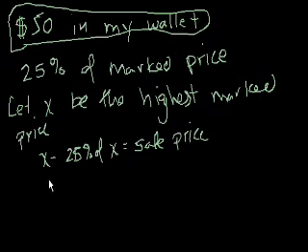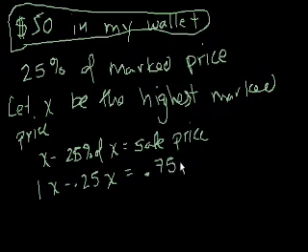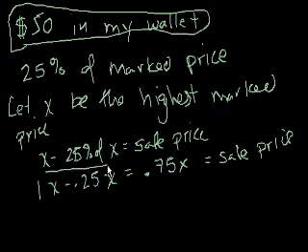Well, we know that this is the same thing as x minus 0.25x. And we know that that's the same thing as, well, because we know x is the same thing as 1x, 1x minus 0.25x. Well, that means that 0.75x is equal to the sale price, right? All I did is I rewrote x minus 25% of x as 1x minus 0.25x, and that's the same thing as 0.75x, right? Because 1 minus 0.25 is 0.75. So 0.75x is going to be the sale price.